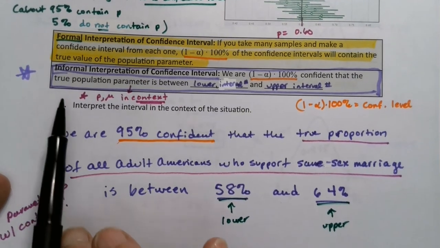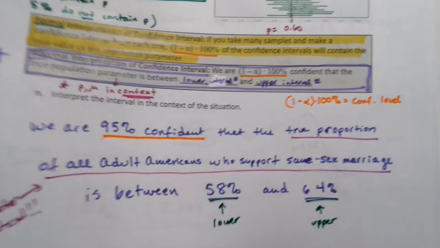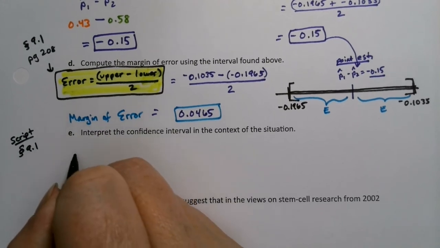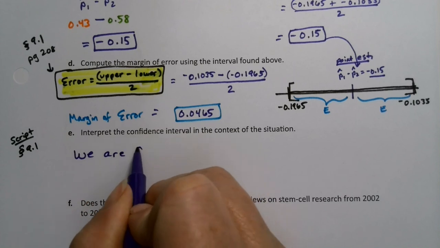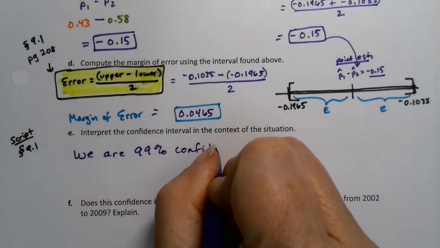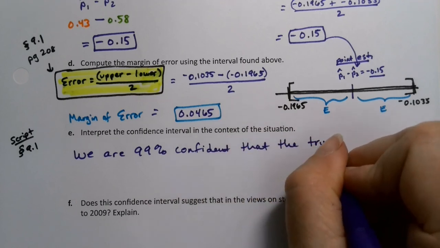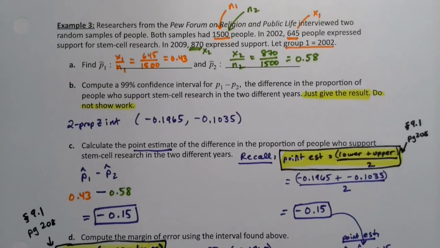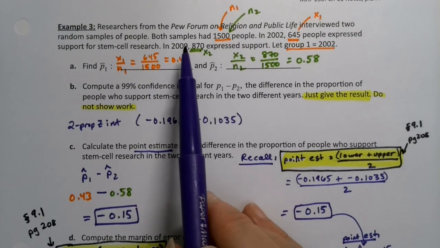But the informal interpretation is the one we use more often, which is just saying we are 95% confident, yada, yada. So for us, we're 99% confident because we did a 99% confidence interval. So we are 99% confident that the true, now what were we talking about here? You have to put in the context. And what we're talking about is the difference in support for stem cell research from 2002 to 2009.